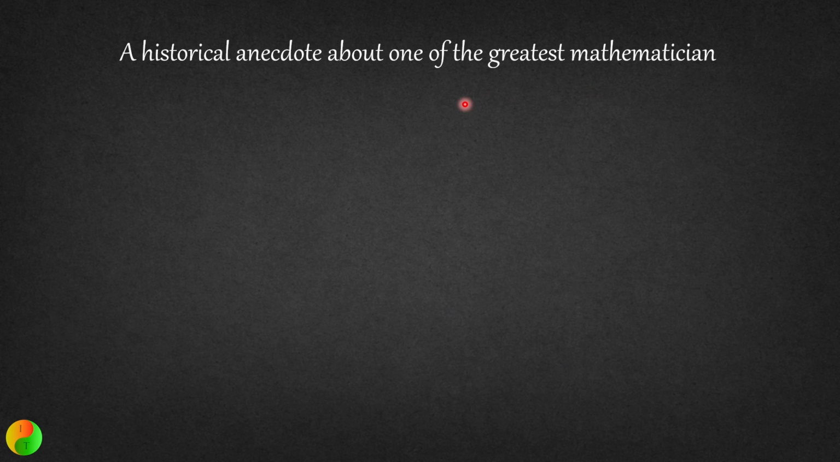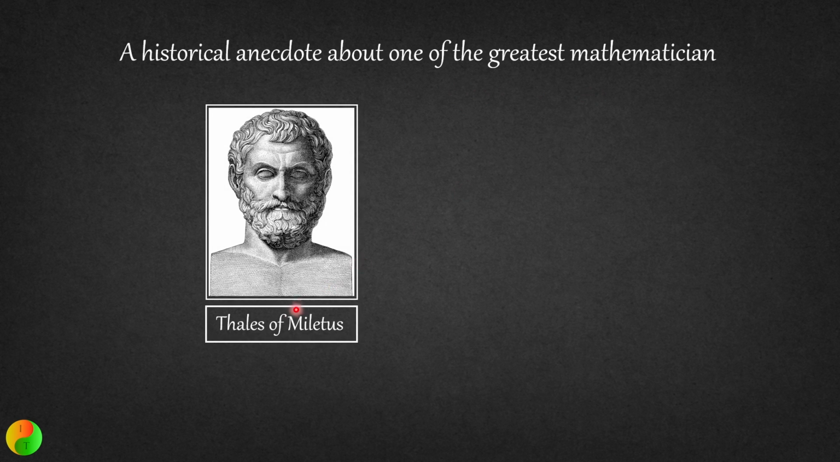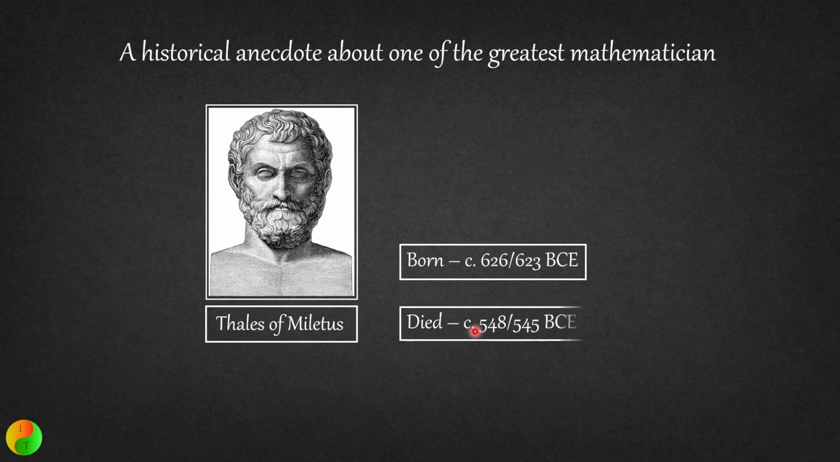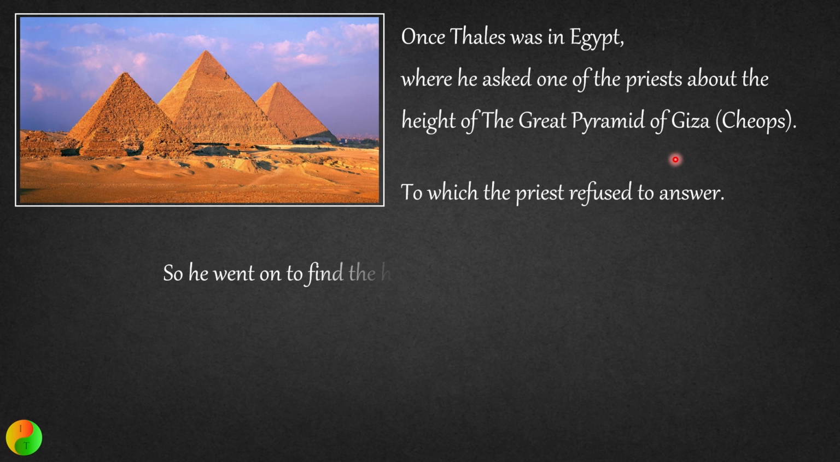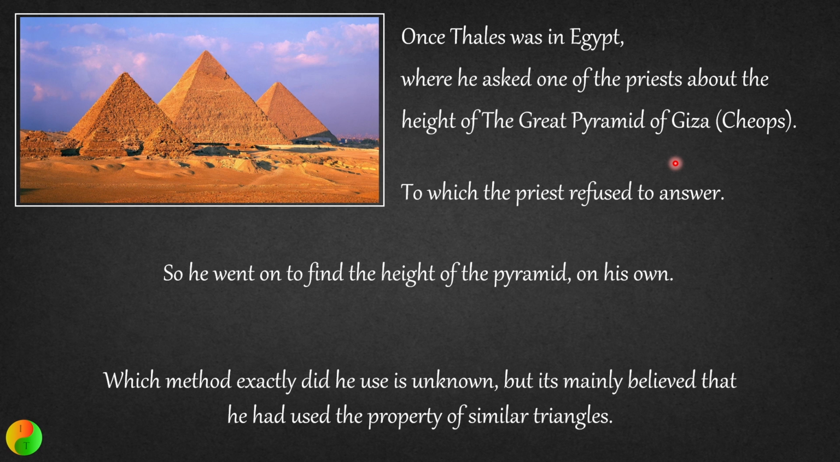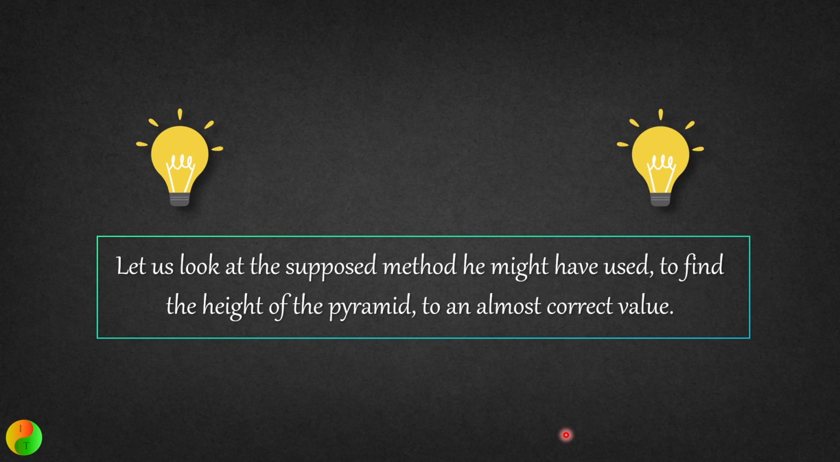Now let's look at a historical anecdote about one of the greatest mathematicians, Thales of Miletus, who was born around 626 or 623 BCE and lived till 548 to 545 BCE. And it goes like this. Once Thales was in Egypt, where he asked one of the priests about the height of the Great Pyramid of Giza, to which the priest refused to answer. So he went on to find the height of the pyramid on his own. Which method exactly he used is unknown, but it's mainly believed that he used the property of similar triangles. Now, let's look at the supposed method he might have used to find the height of the pyramid to an almost correct value.